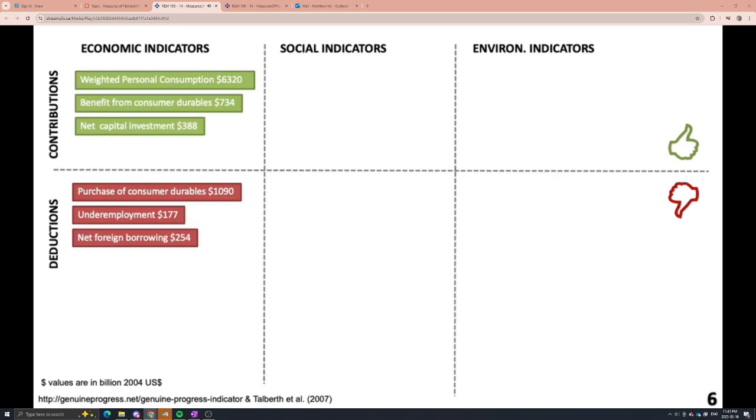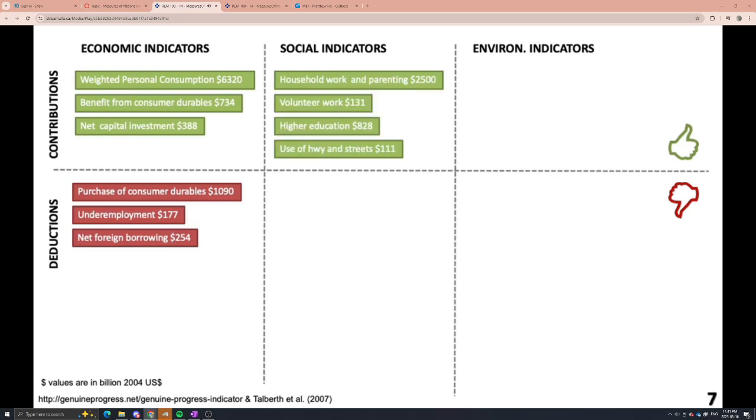Let's move over to the column with social indicators. In the top row, we have all the unpaid or non-market contributions to national welfare that we highlighted as missing during our discussion of the GDP. This includes housework, parenting, and volunteer work. The bin also includes the value of higher education, which was considered in the Human Development Index, and the value of the use of highways and streets, which is kind of similar to the value of consumer durables.